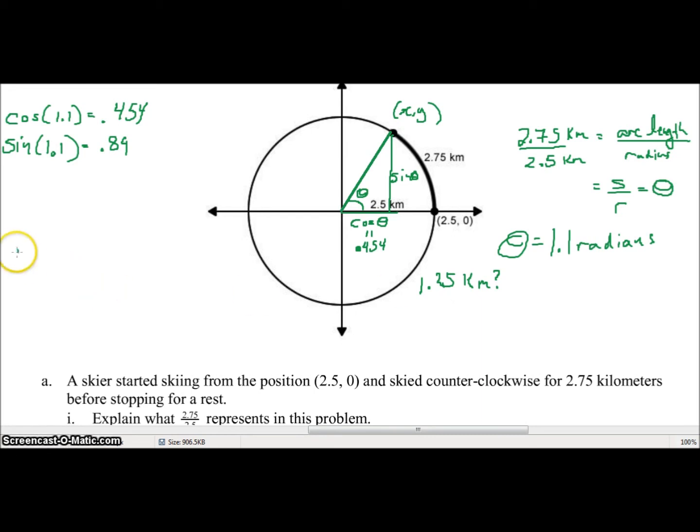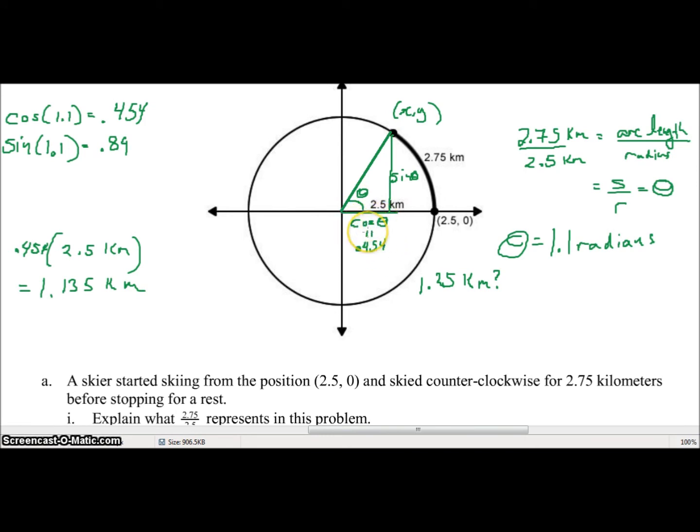Notice that 0.454 is about halfway. It's close to 50%. If we multiply that by 2.5 kilometers, (1.135 kilometers), that's actually what this distance is here.